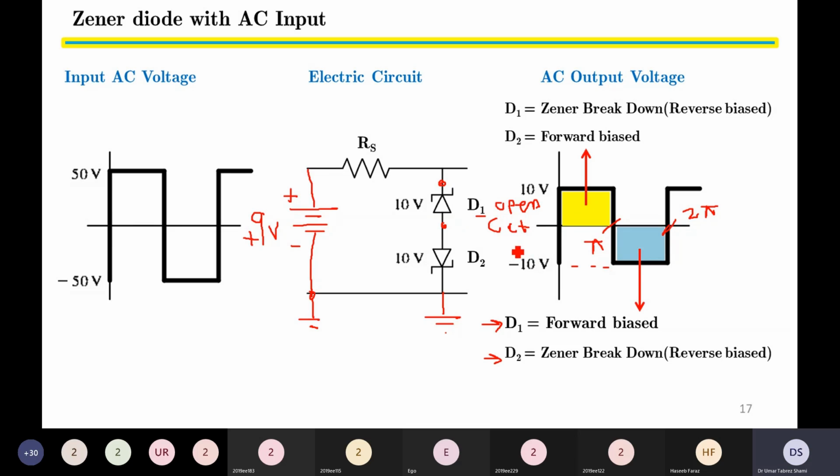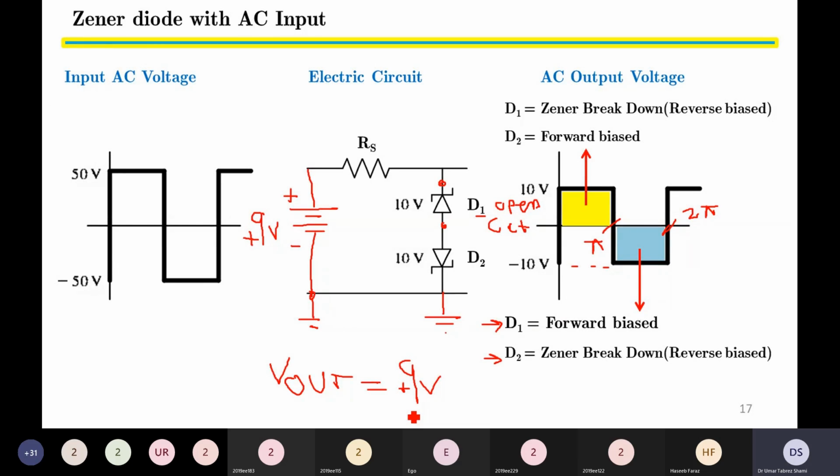Therefore, RS has a voltage drop of 0 volt, and current through D2 is also 0 ampere. Hence, the output voltage Vout is equal to 9 volts alone, or positive 9 volts to be exact. So the input voltage is less than the Zener breakdown voltage of D1 and D2. Therefore, this input voltage cannot break down our Zener diode, either D1 or D2.